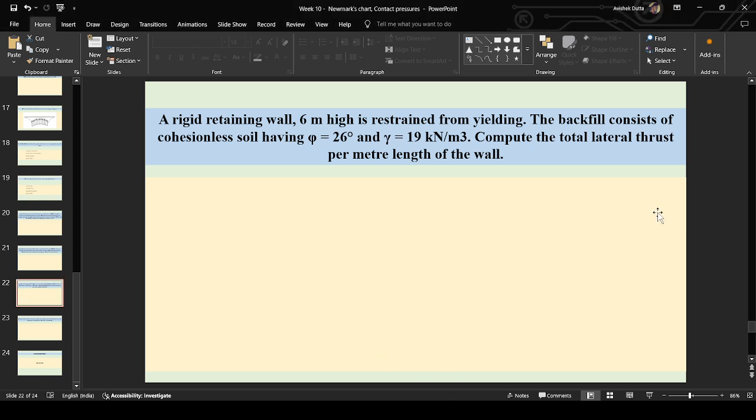This is a question from earth pressure theory. Okay, a rigid retaining wall 6 meter high is restrained from yielding. The backfill consists of cohesionless soil having phi equal to 26 degree, that is the angle of internal friction, and gamma, that is the unit weight, equal to 19 kilonewton per meter cube. Compute the total lateral thrust per meter length of the wall.